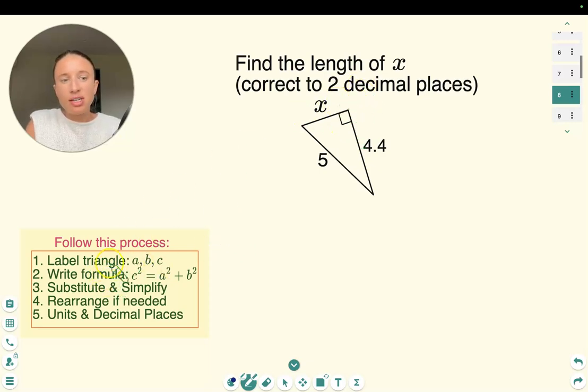Okay, same process to follow. Label your triangle. Hypotenuse, C, opposite the right angle. And the shorter sides are A and B. Then write your formula. Step 2.